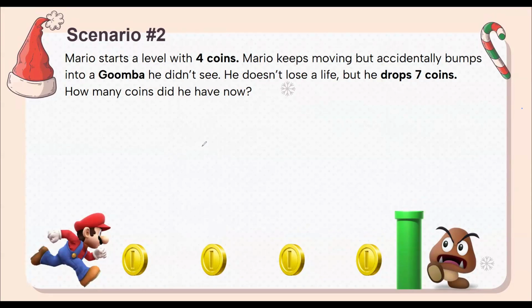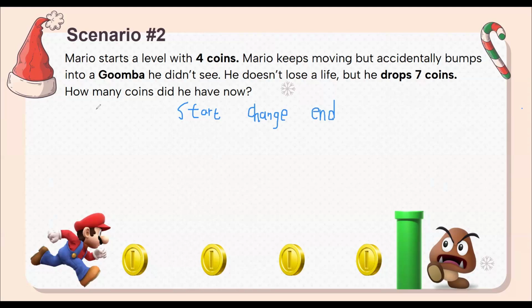So now I will do a quick assessment on you all. I would like you all to use the start, change, and end strategy. I would like you all to tell me what is the number we are starting with in this scenario.